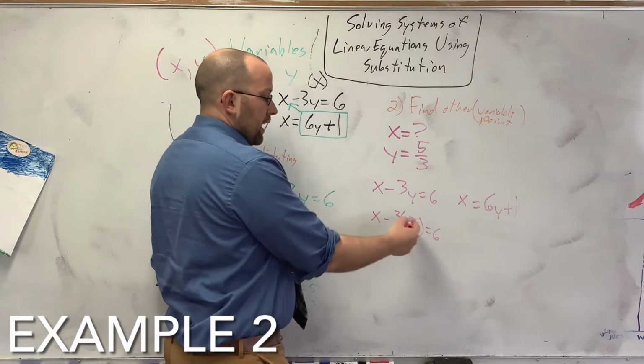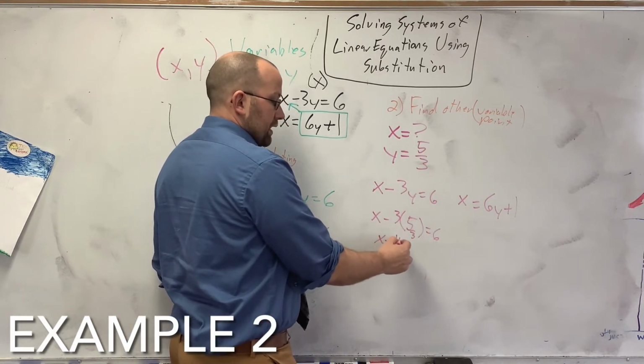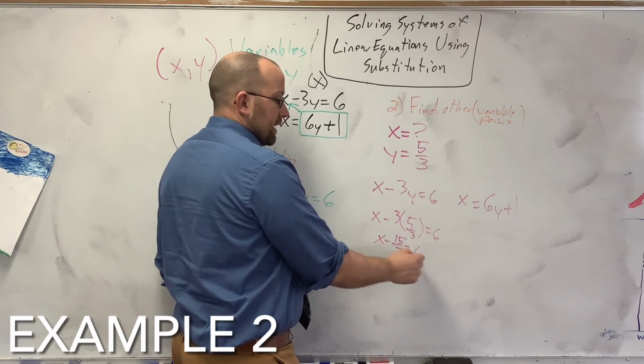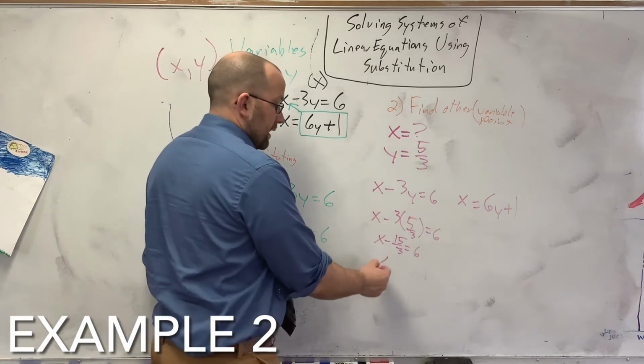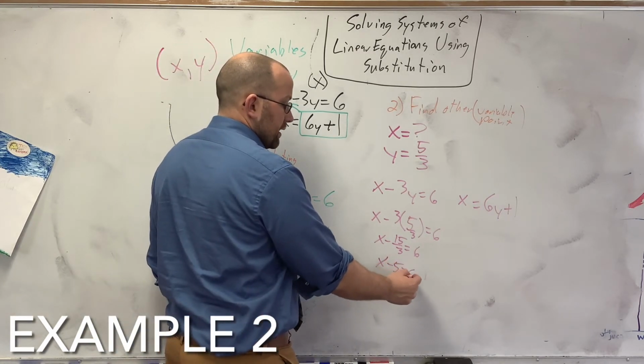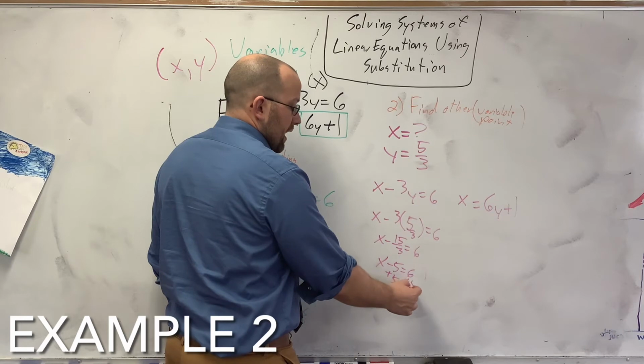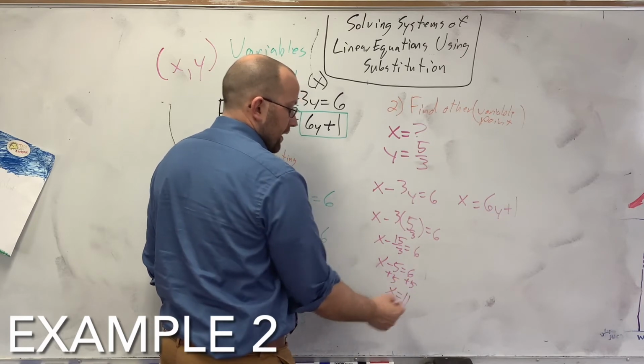So when I multiply this, I get x minus 15/3. But I can simplify 15/3 down because they both have a 3 in common. Make it x minus 5 equals 6. So add 5 to both sides, x equals 11.